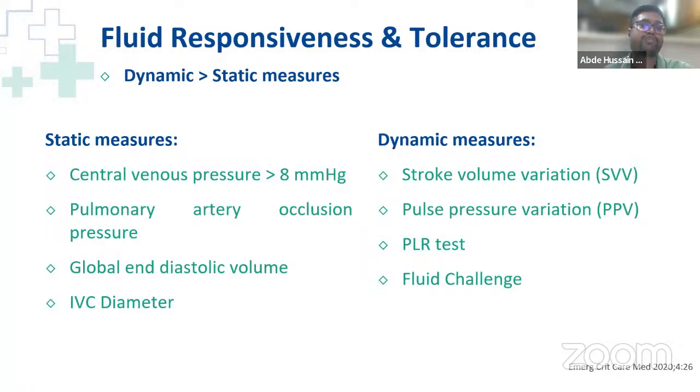Now, how do we measure whether the patient is responding to the fluids and whether they are tolerating that fluid amount? In these cases, dynamic measures are used as compared to static measures. The static measures only measure the preload and hence cardiac output. These measures are central venous pressure, which should be more than 8 mmHg, pulmonary artery occlusion pressure, global end diastolic volume, and the IVC diameter that we measure through 2D echo. The dynamic measures are stroke volume variation, pulse pressure variation, the passive leg raise test, and the fluid challenge.